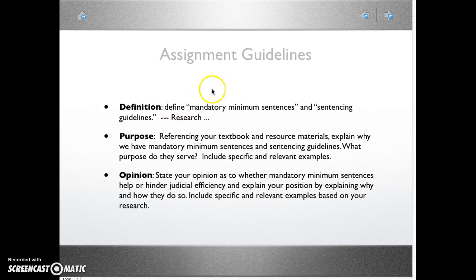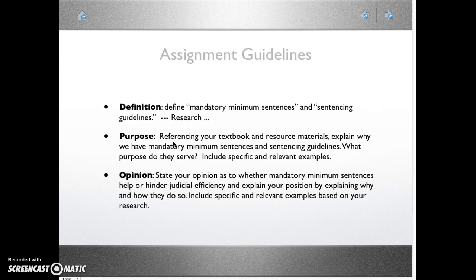Lastly, this week, the assignment guidelines for this paper are that for the definition, you need to define mandatory minimum sentences and sentencing guidelines. So do some research and define those, okay? If it requires that you're examining state and federal, then by all means make sure you do proper research. The purpose, again, referencing your textbook or resource materials, explain why we have mandatory minimums, what purpose do they serve, and include specific and relevant examples.